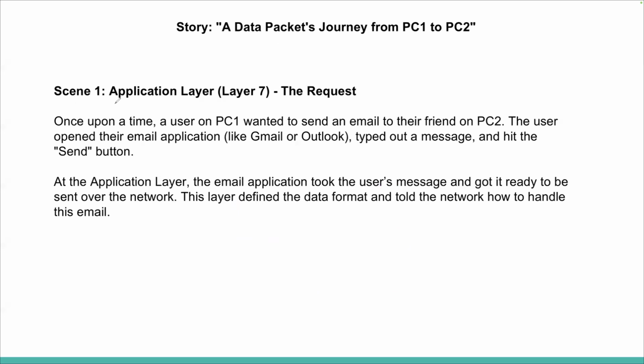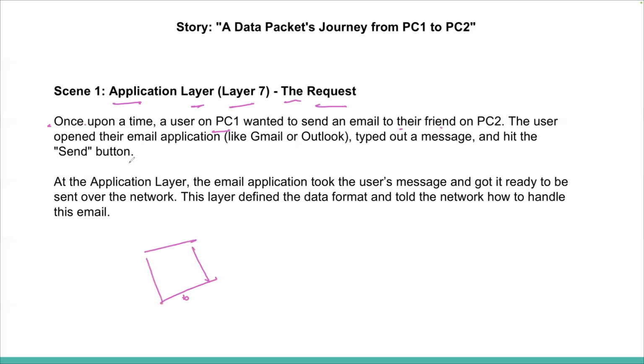Starting with scene 1, the application layer, nothing but layer 7, the request scene. Once upon a time, a user on PC1 wanted to send an email to their friend on PC2. The user opened their email application. Basically, it will be Gmail or Outlook, right? And he will type the message and click the send button.